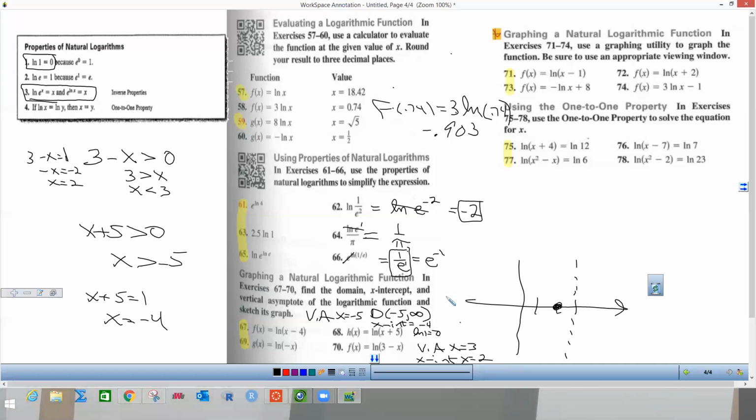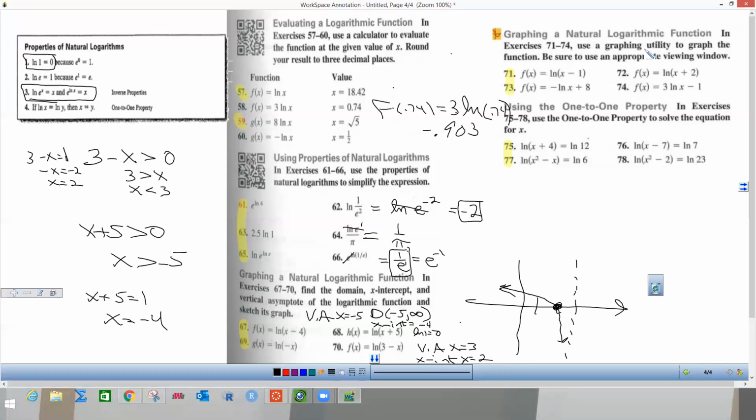All right, so I hope we all remember that the last graph goes like this. Well, this negative reflects it over the y-axis. So now this one is going to be coming along like this and then come down along that vertical asymptote there. And that's going to be your graph for 70.